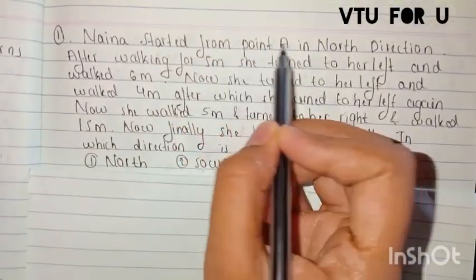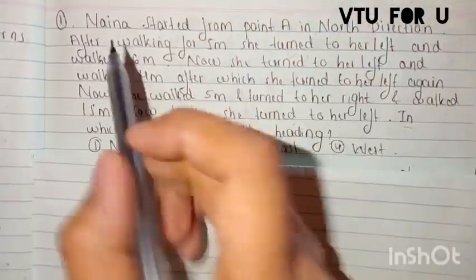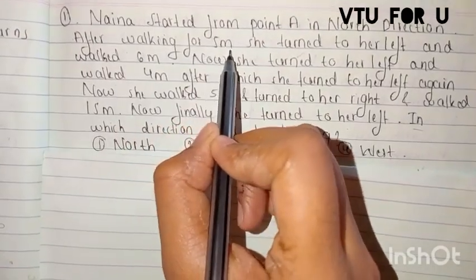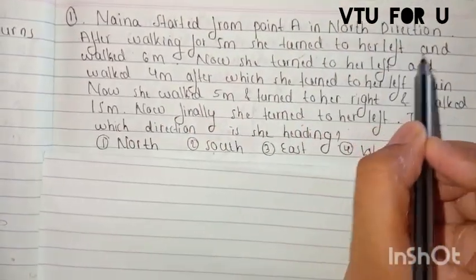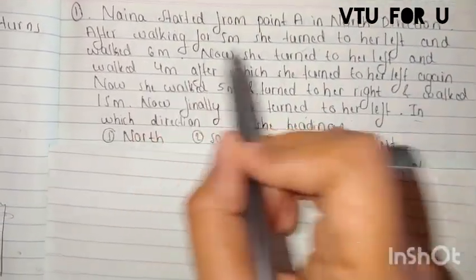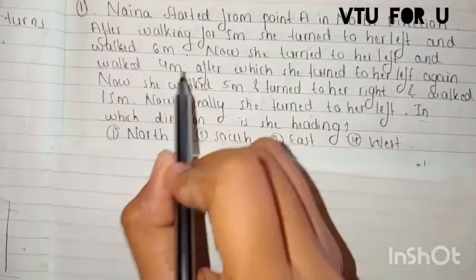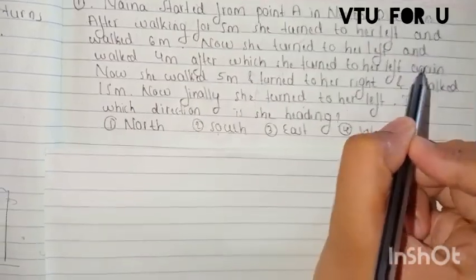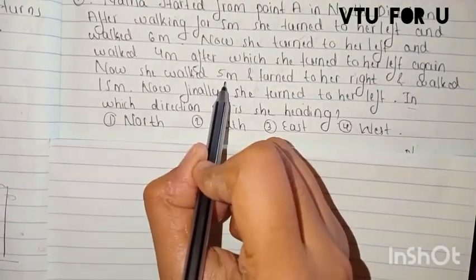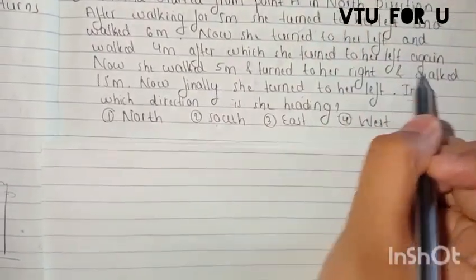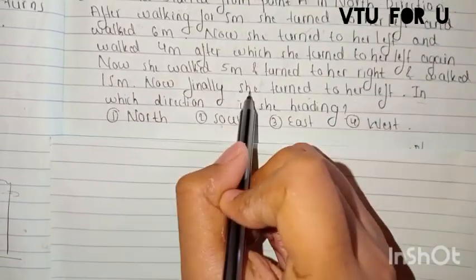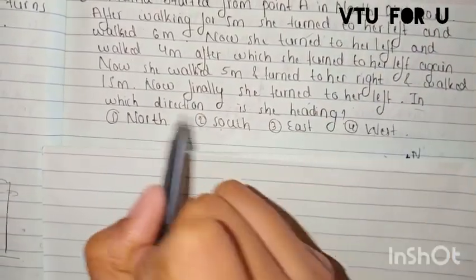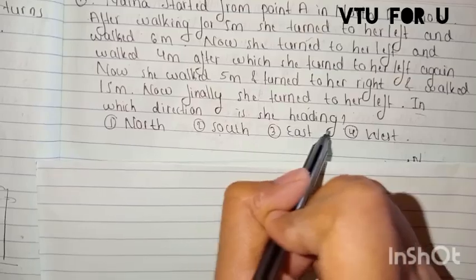Naina started from point A in north direction. After walking for 5 meters, she turned to her left and walked 6 meters. Now she turned to her left and walked 4 meters. After which she turned to her left again. Now she walked 5 meters and turned to her right and walked 15 meters. Now finally she turned to her left. In which direction is she heading?